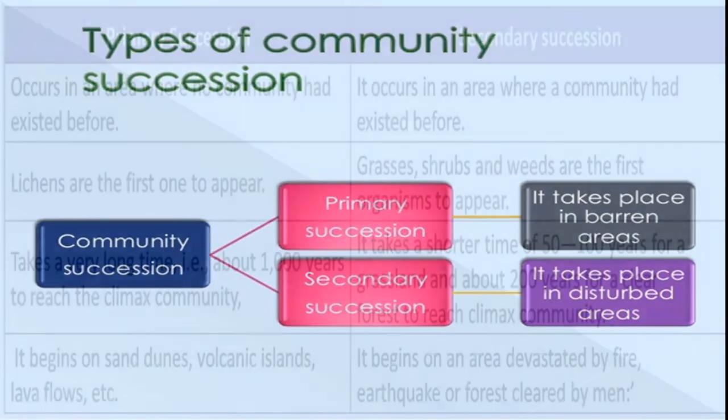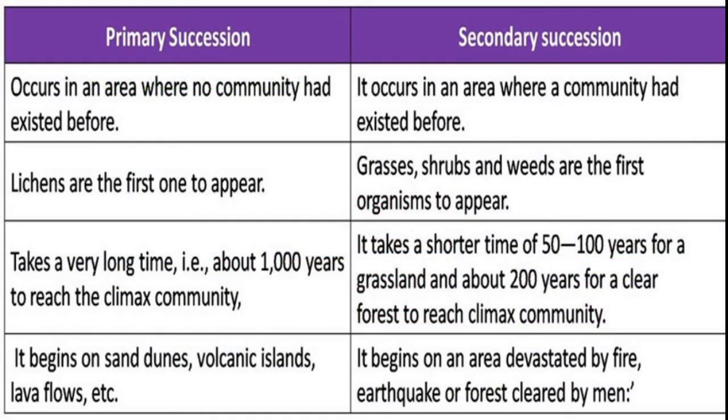Now, let us see how the primary succession differs from the secondary succession. The primary succession occurs in bare areas that have not been previously occupied by a community, while the secondary succession occurs when the primary ecosystem gets destroyed. In primary succession, lichens are the pioneer community, while in secondary succession, grasses, shrubs, weeds, etc. form the pioneer community.